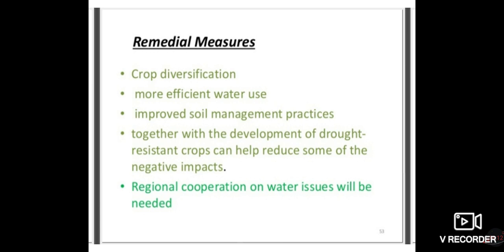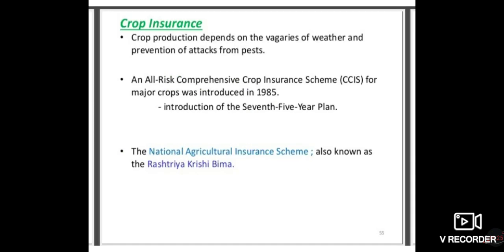What remedy can we apply? One is crop diversification, more efficient water use, improved soil management practice. Together with the developing droughts, regional cooperation on water issues will be needed.